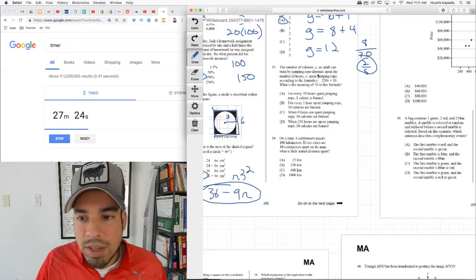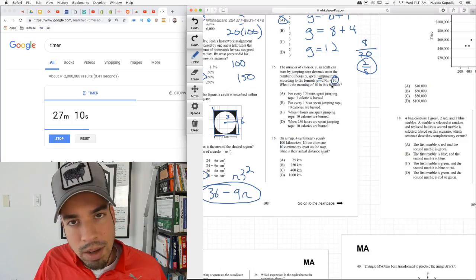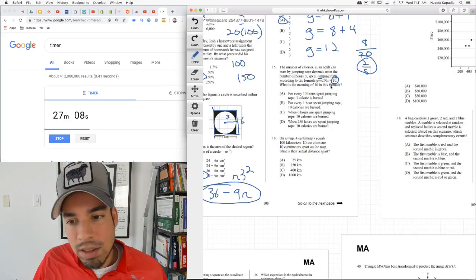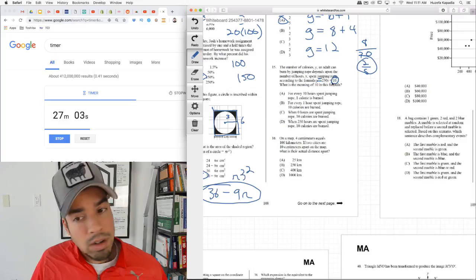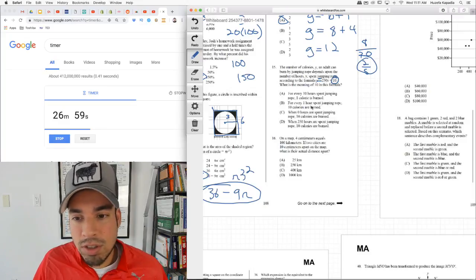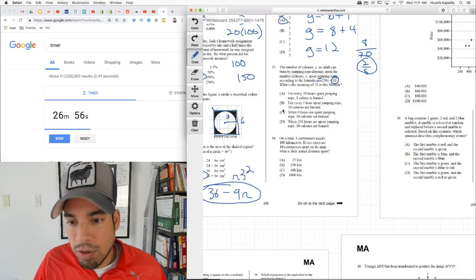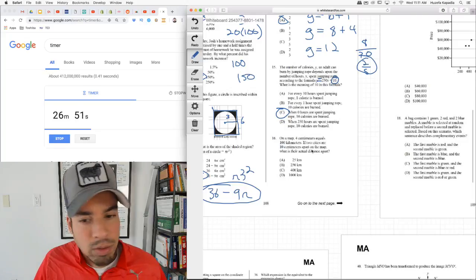The number of calories Y an adult can burn by jumping rope depends on the number of hours spent jumping rope according to this formula: Y equals 250X plus 10. What is the meaning of 10 in this formula? 10 is our Y-intercept, meaning when you haven't spent any hours jumping rope, if I plug 0 in for X, I'll have burned 10 calories, which is the calories I'm burning for just doing nothing. When 0 hours are spent jumping rope, 10 calories are burned. Yes, that's always my Y-intercept, or my value of Y when X equals 0.